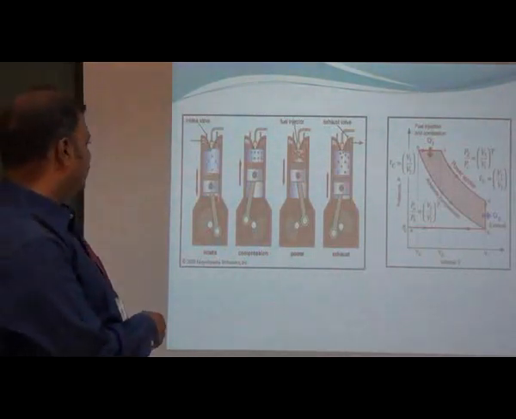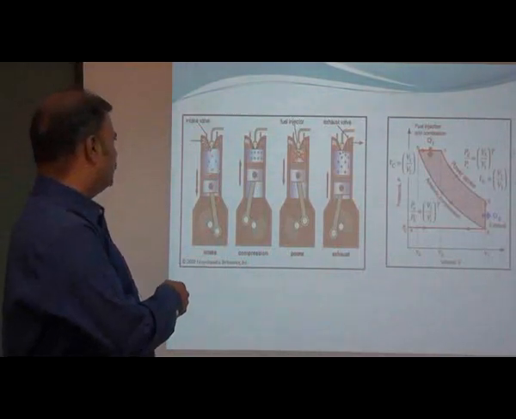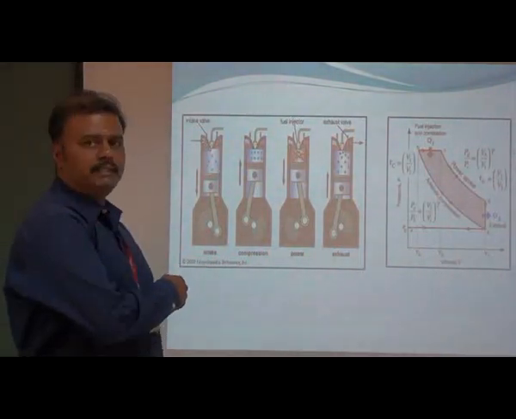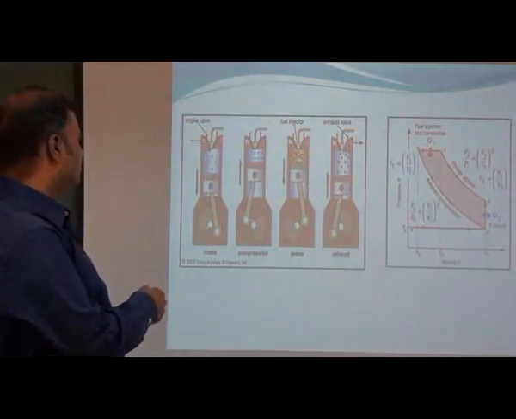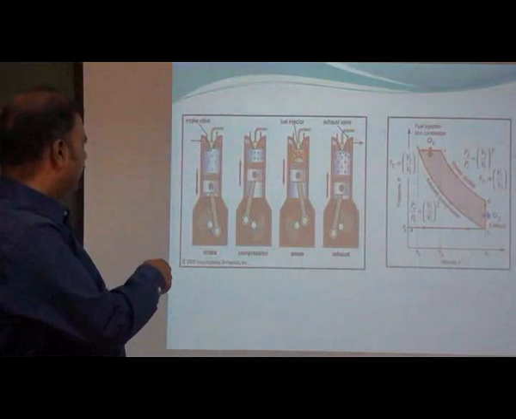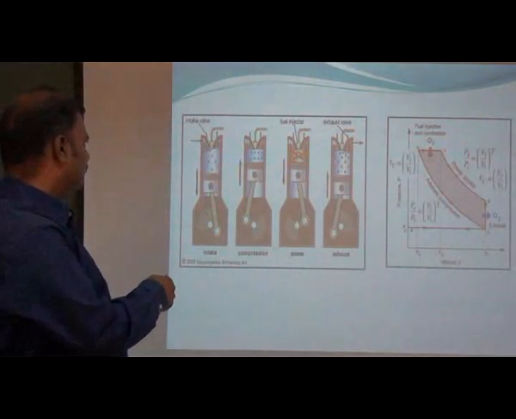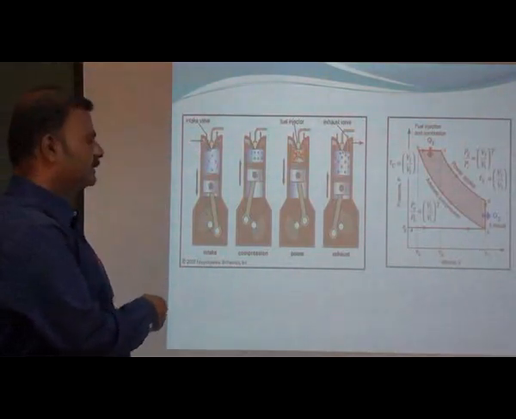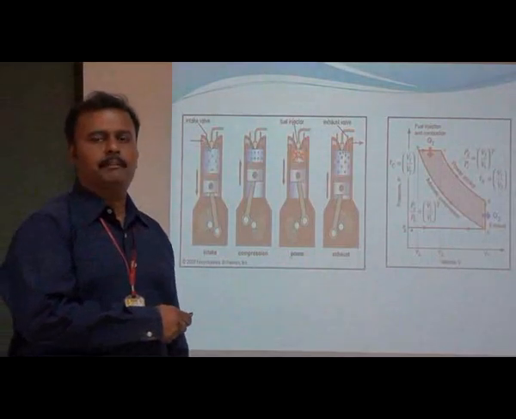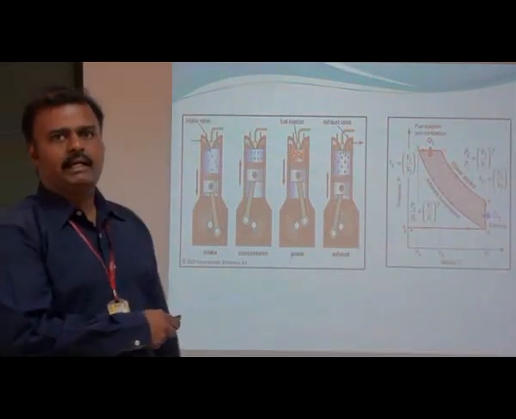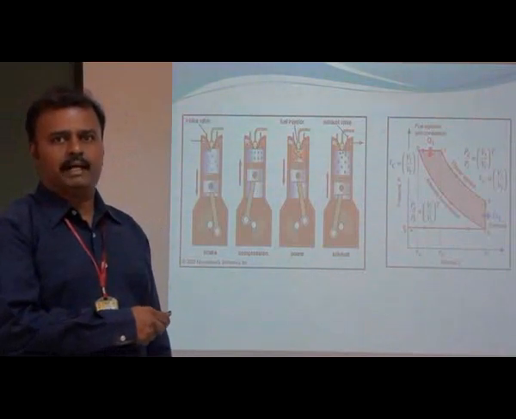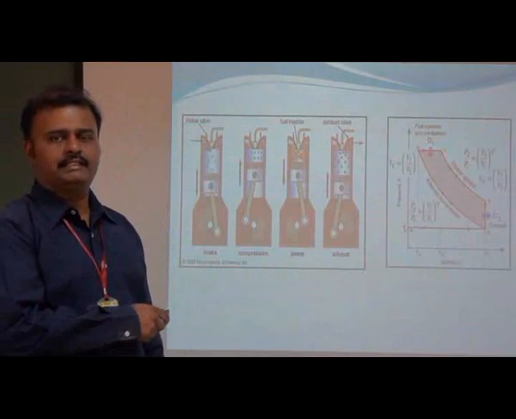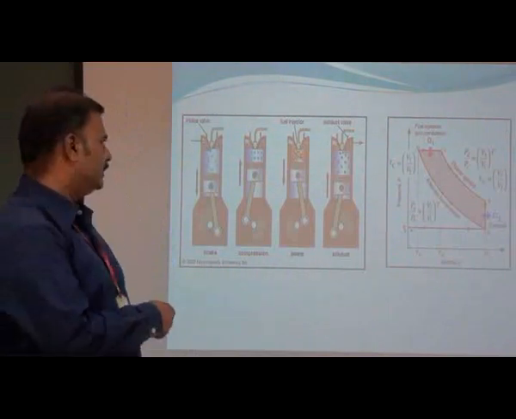During the intake stroke, what happens? The piston is moving from the top dead center to bottom dead center. At that time the inlet valve is open, the exhaust valve is closed, and air enters inside the combustion chamber. Here, this is called a combustion chamber. This is a compression ignition engine. Compression ignition means air is compressed, we are not giving any spark. We compress the air, and after that the fuel is injected. At that time the ignition happens.